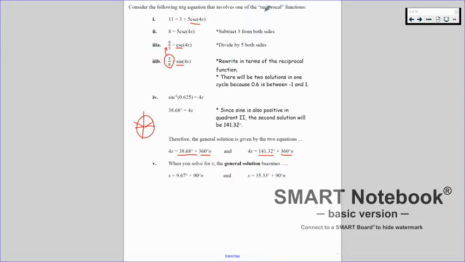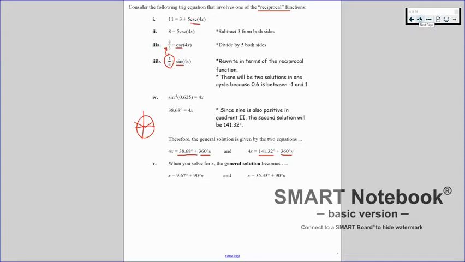So the only difference when we deal with the reciprocal function is this little step here, 3a, 3b. Make sure that we do the reciprocal because there's no cosecant button on the calculator. So I have to get it into sine or cosine or tangent. So I do that, and then I just follow the same steps as before.